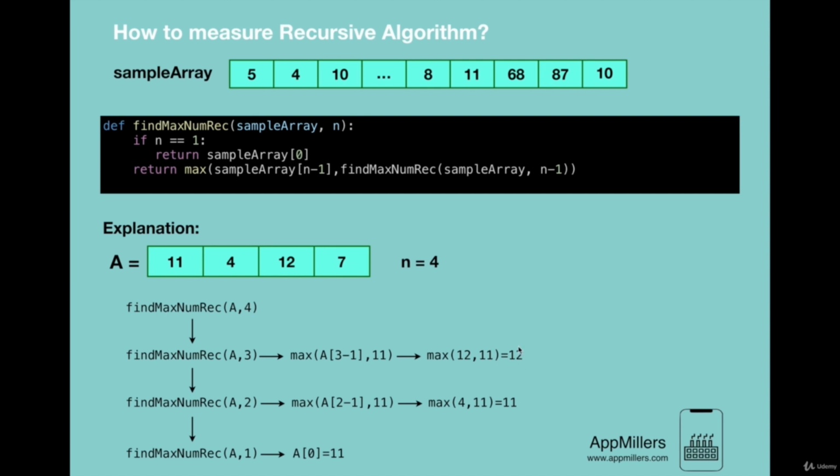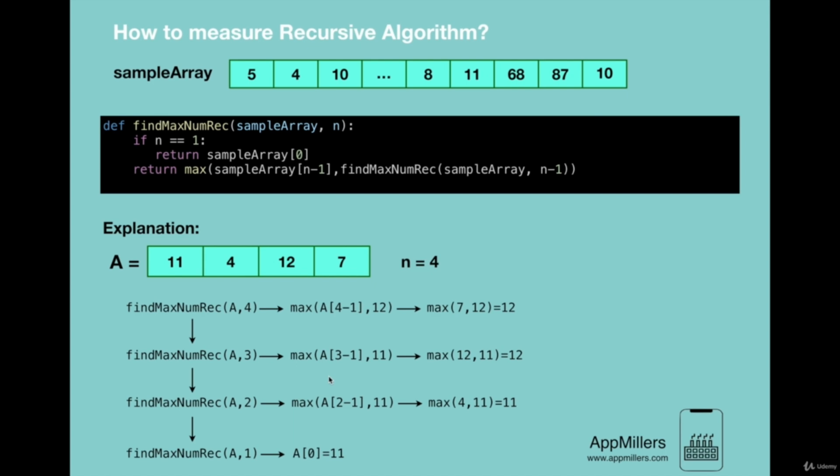So if we have the return value from this function, we can go here to this function. In this function, we will compare a3, which is 7, with 12. So the maximum value from these two will be 12. And this is how a recursive function works. Hopefully, with this simple sample, you understand the logic behind the recursive call.